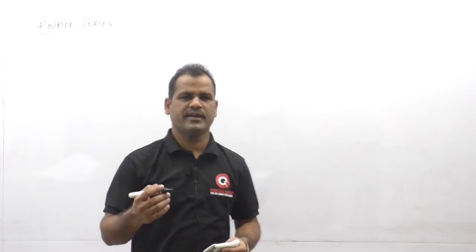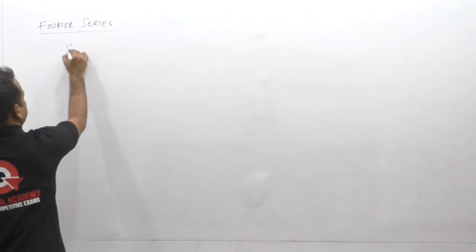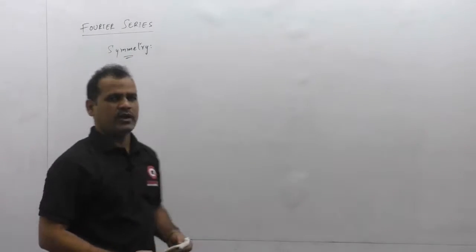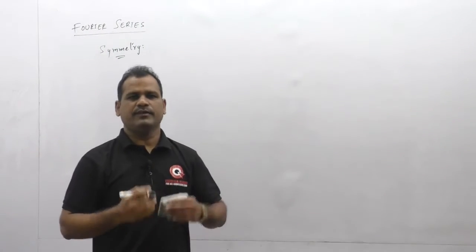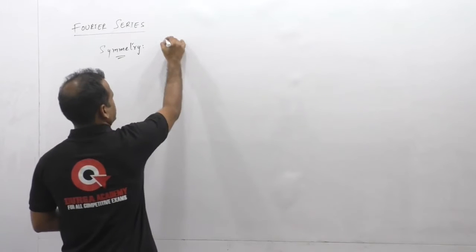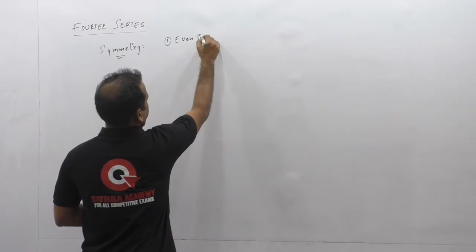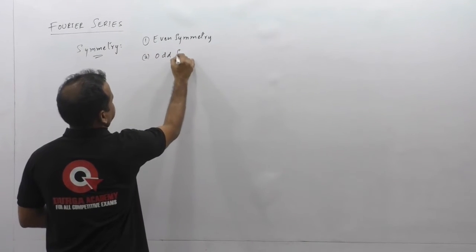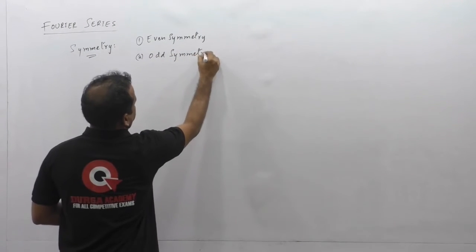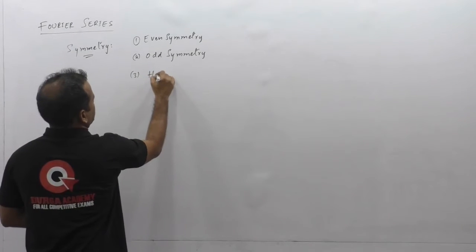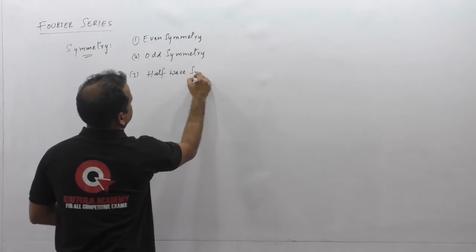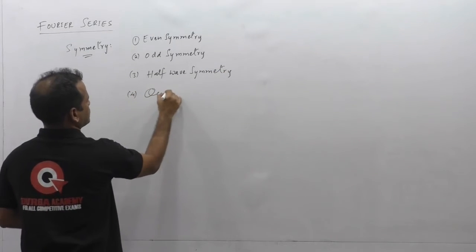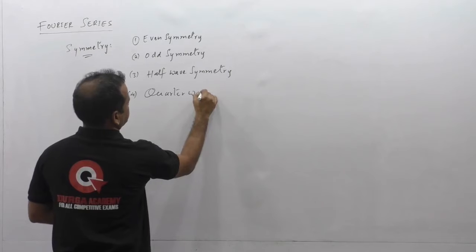Now let us discuss the symmetric conditions in Fourier series. We have 4 symmetric conditions that can be applied to the periodic signals here. So those are, first symmetry, it is even symmetry. Second one, it is odd symmetry. And third one, it is half wave symmetry. And then fourth one, it is quarter wave symmetry.